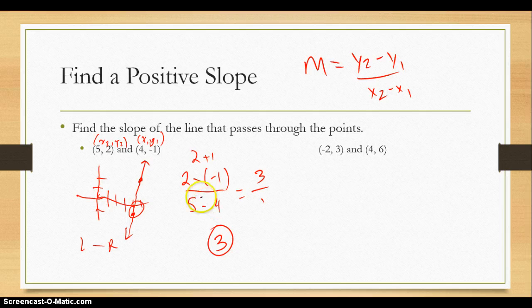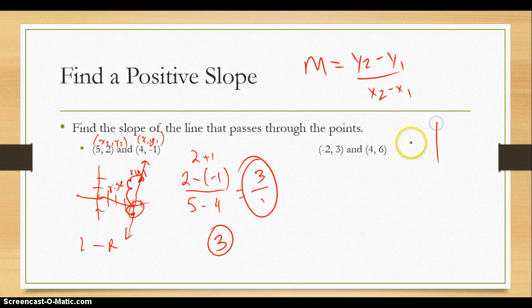Now, some of you may check your work by going up 1 to 0, up 1 to 1, up 1 to 2. So you're rising 3, and you're only going over 1. So you are rising 3 and running 1. So 3 over 1, so it makes sense. That's a way that you could check your work as well.